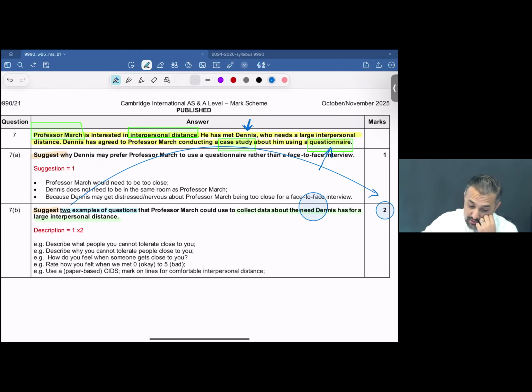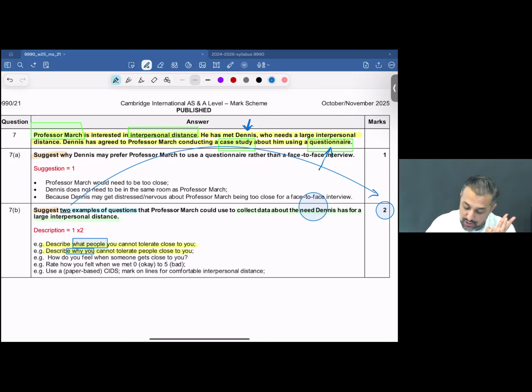Examples of these questions would be: describe what people you cannot tolerate close to you. You just have to give examples that are correct, appropriate, and in context to the question that has been asked. Or describe why you cannot tolerate people close to you. So what sort of people is this? And why is this another question.